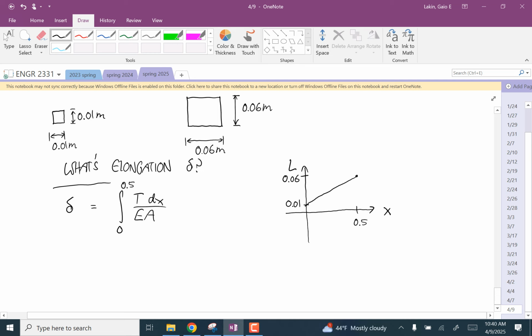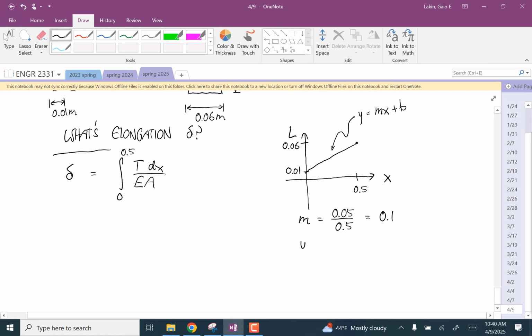So how would we get an equation here? Well, I'm going to do this as y equals mx plus b. The slope is the rise, which is 0.05, over the run, which is 0.5. So that's 0.1. And so the equation is y is equal to 0.1x plus the y-intercept, which is 0.01.